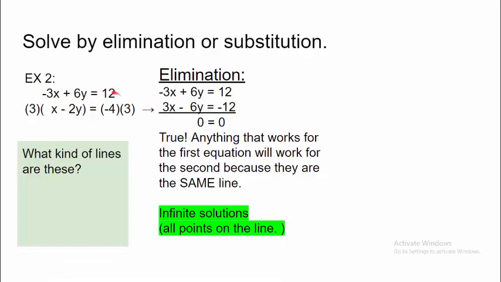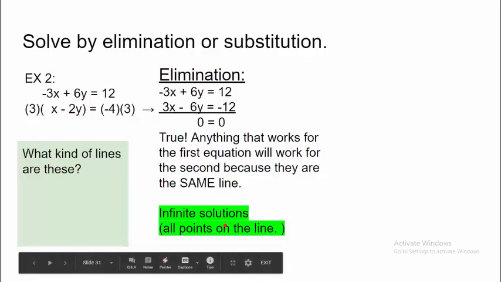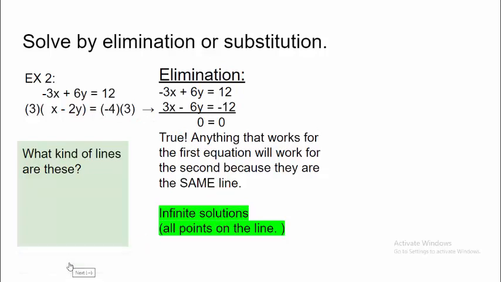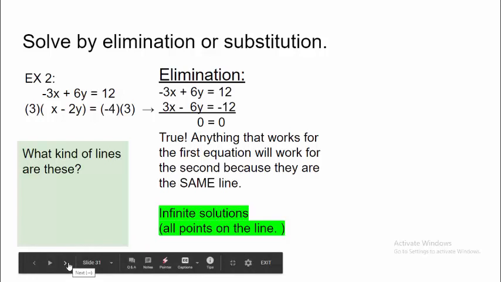So anything that works for this first equation is also going to work for the second equation. These are, in fact, the same line. So we have infinite solutions, all points on the line. Not anything in the world, not all real numbers, but all points on the line are solutions.